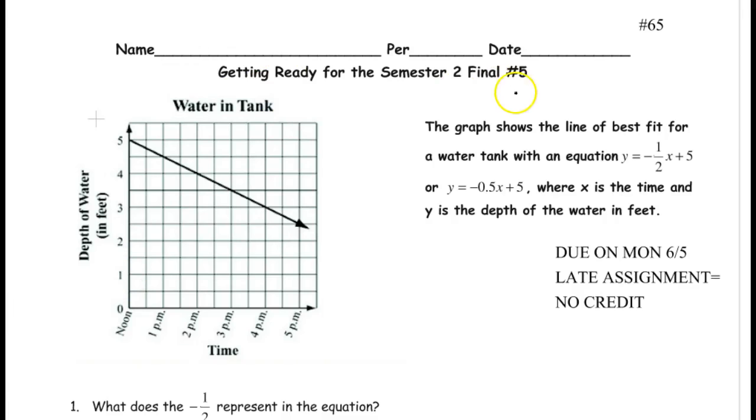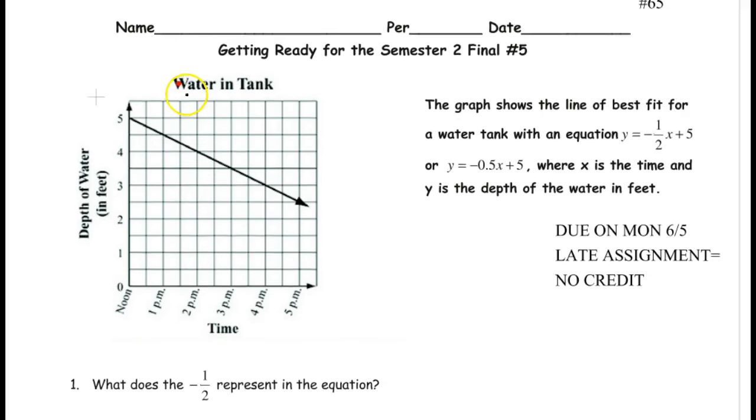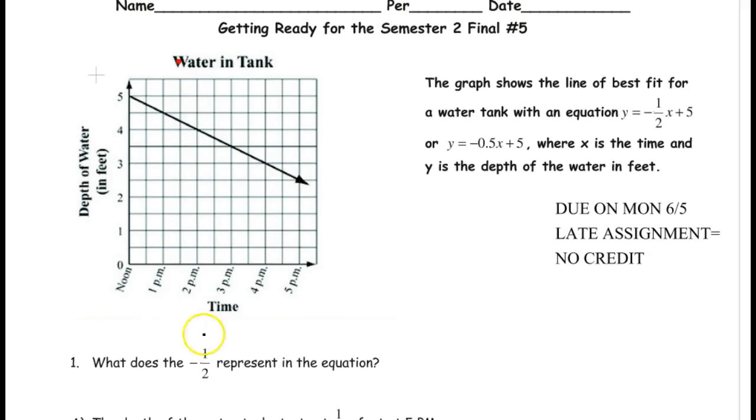Okay, this is the final review, number 5. It has some statistics on here. So go over a few of these. We already have the equation given right here, the line of best fit. And these are the same thing, just one's a fraction and one's a decimal.